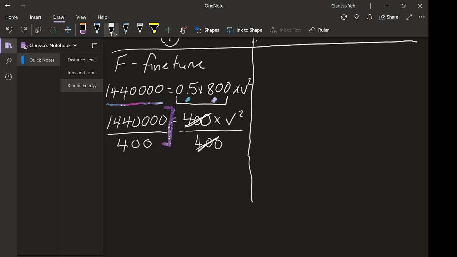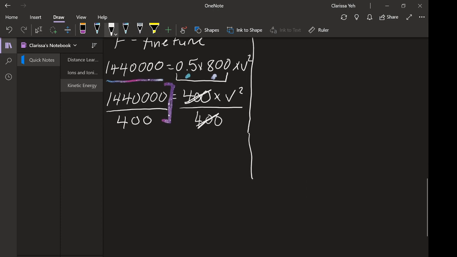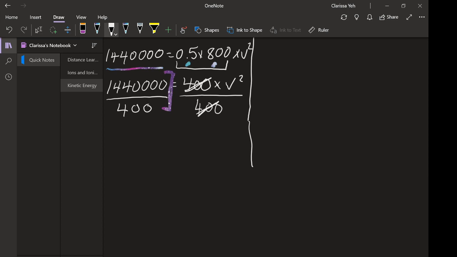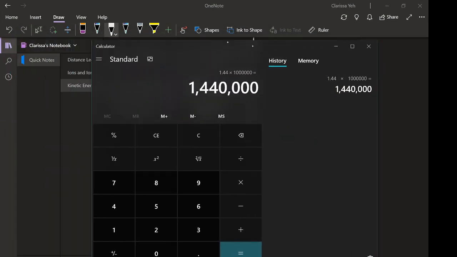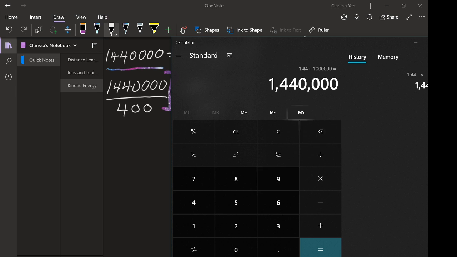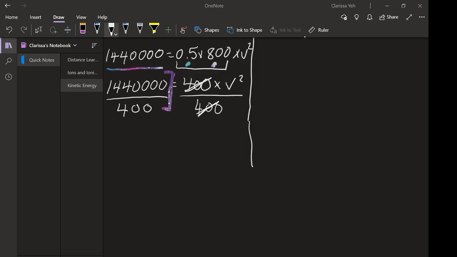Remember, on all tests, you are allowed a calculator, so you don't have to worry about being able to do the actual calculations and the working with the number itself. 1,440,000 divide by 400. That's 3,600. So instead of having that thing, I'm going to write 3,600 equals v squared.